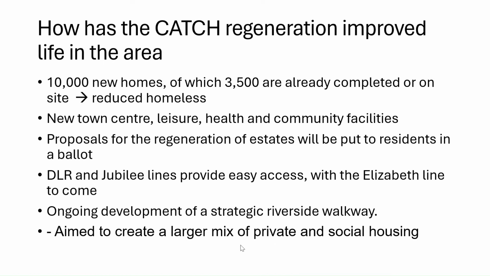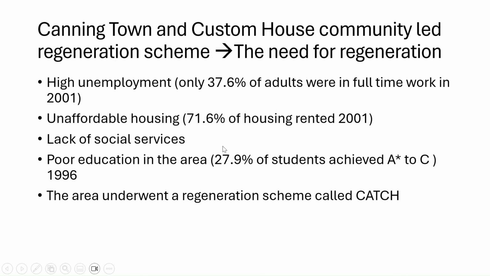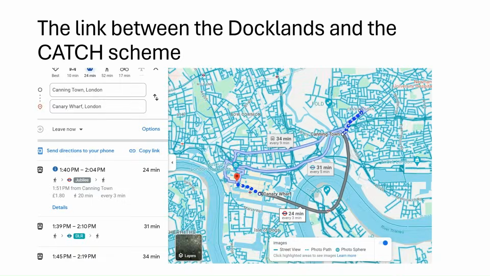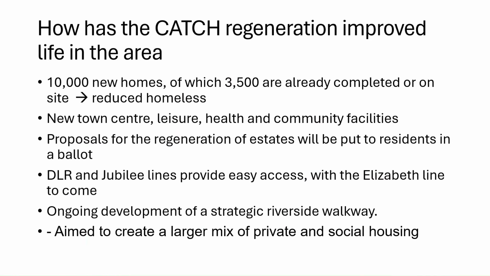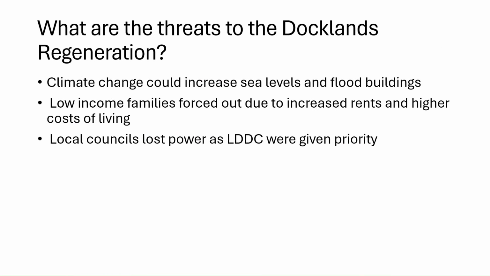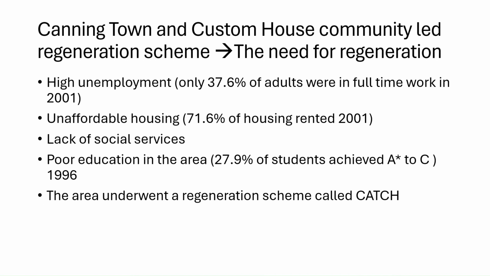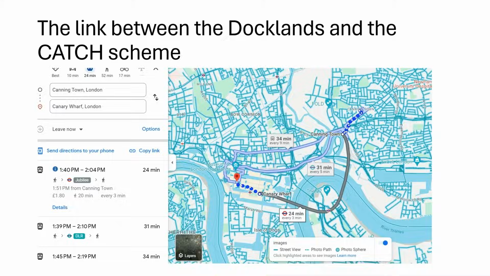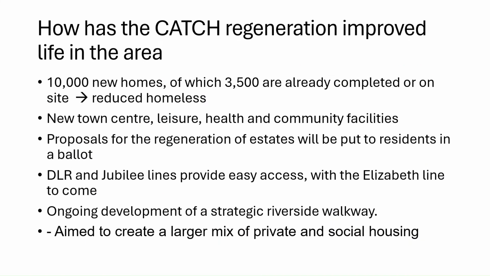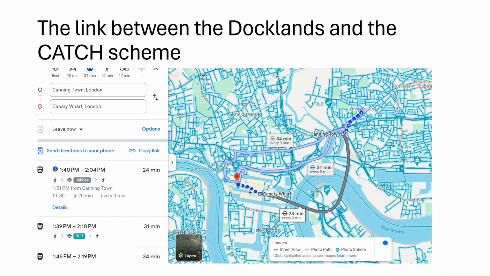So yeah, I just added an extra bullet point here. In general, this is just to create a larger mix of private and social housing. And again, it's a very bottom-up strategy compared to the Docklands strategy. So you can compare. If it asks you about the relative success of schemes, you can always talk about how bottom-up is better socially, whereas top-down is more focused on economic growth. And that is just a key thing you can note. And yeah, let's move on.